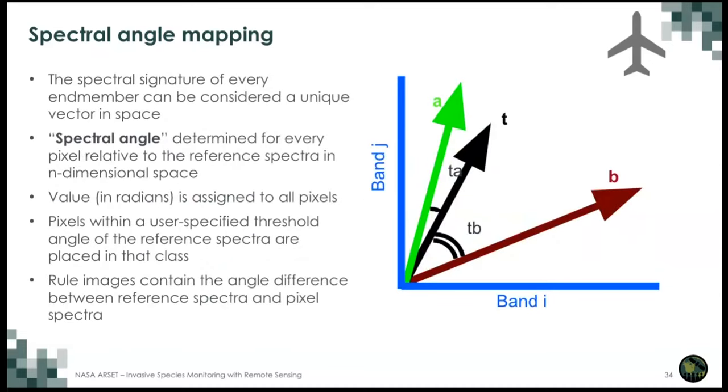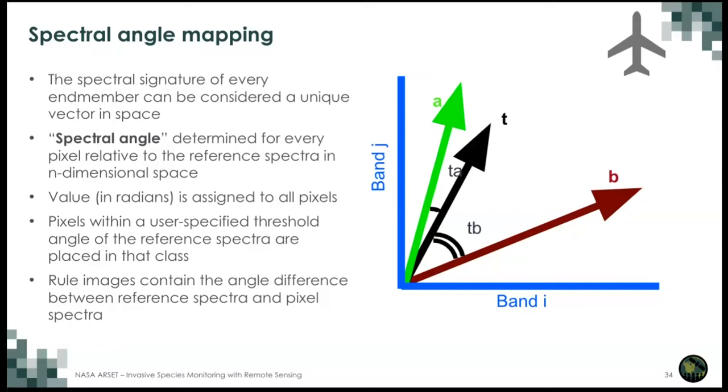We then get to a spectral angle rule image raster by performing spectral angle mapping. Spectral angle mapping is a technique that we use on imaging spectroscopy, where we can imagine that every spectrum can be represented as a unique vector in n-dimensional space, where the number of dimensions is equal to the number of bands that you have in your image. The spectral angle can then be determined for every pixel relative to a reference spectra. So we have those end members, and we call those our reference spectra. And then we can calculate the distance between every pixel relative to those reference spectra. These values are then assigned in radians to all pixels. And so that is our spectral angle rule image raster that tells us what are the radians from these reference spectra in n-dimensional space if we consider all of these pixels to be unique vectors.